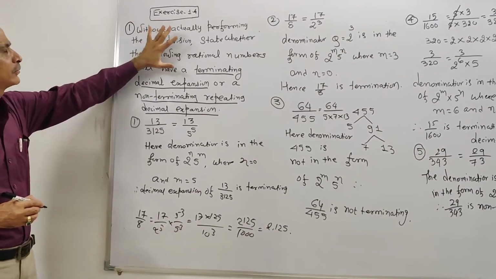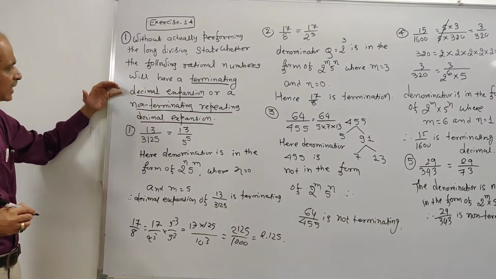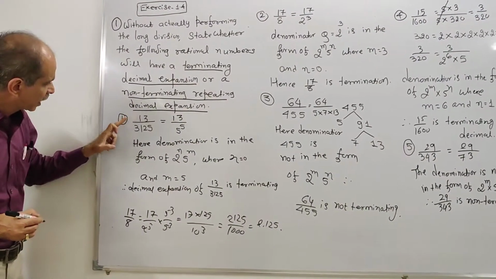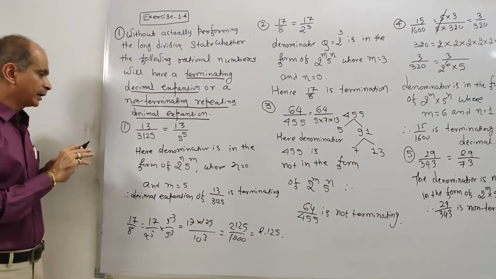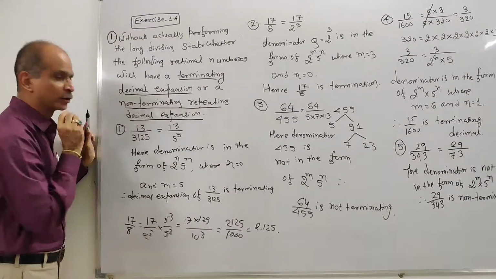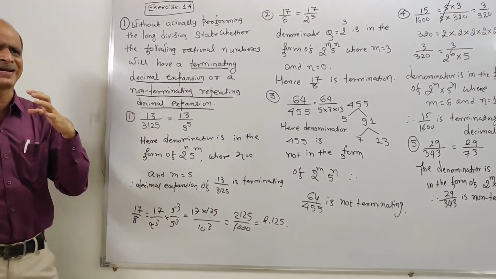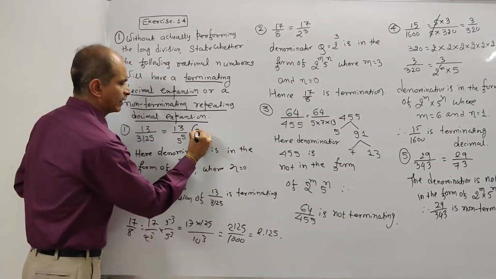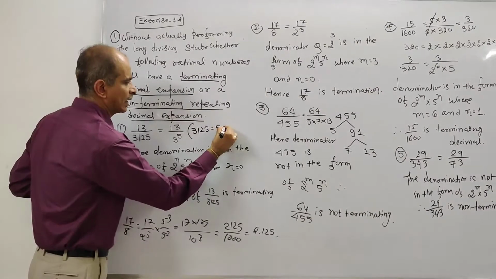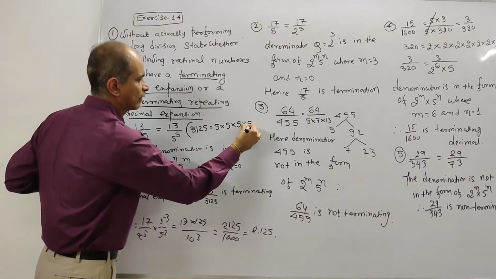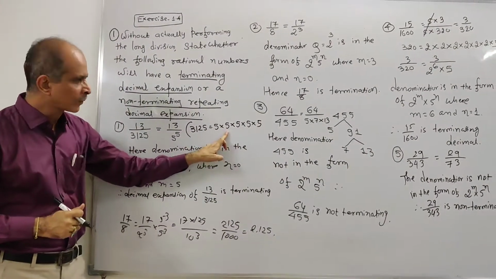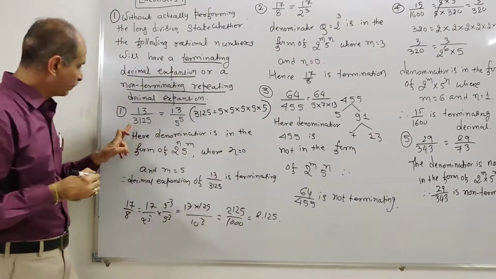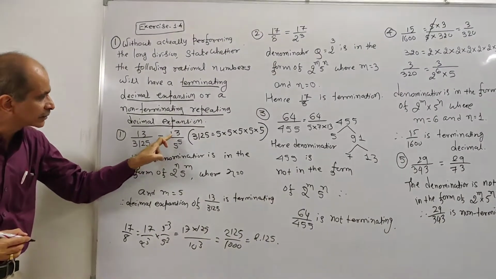One rational number is given to you, and you have to check whether it is a terminating decimal expansion or a non-terminating repeating decimal expansion. So the first one is 13 upon 3125. Here you have to factorize the numerator as well as the denominator. The numerator is 13, which you can't factorize because it is a prime number. Now the denominator is 3125, so we can write 3125 is equal to 5 into 5 into 5 into 5 into 5. 5 5s are 25, 5 25s are 125, 5 125s are 625, and 5 625s are 3125. So in place of 3125 we can write 5 raised to 5.